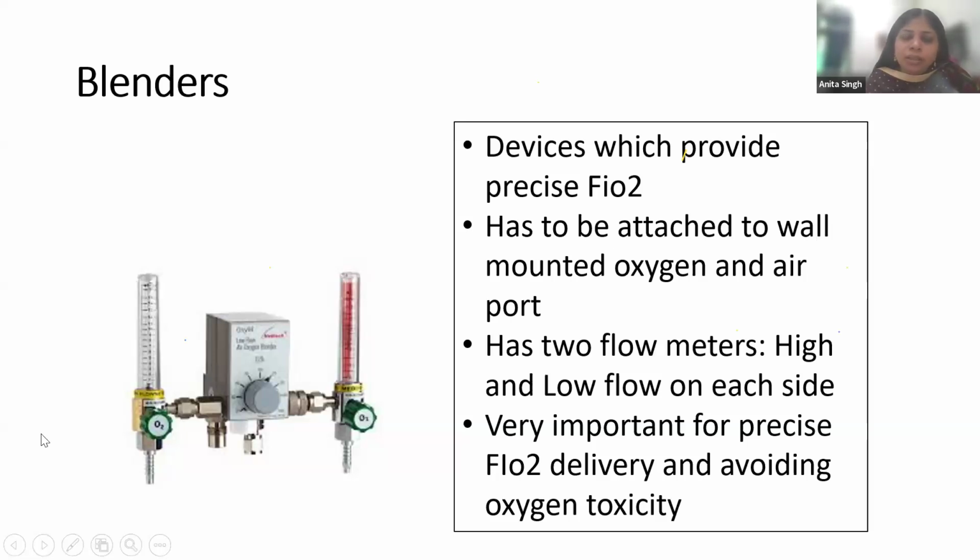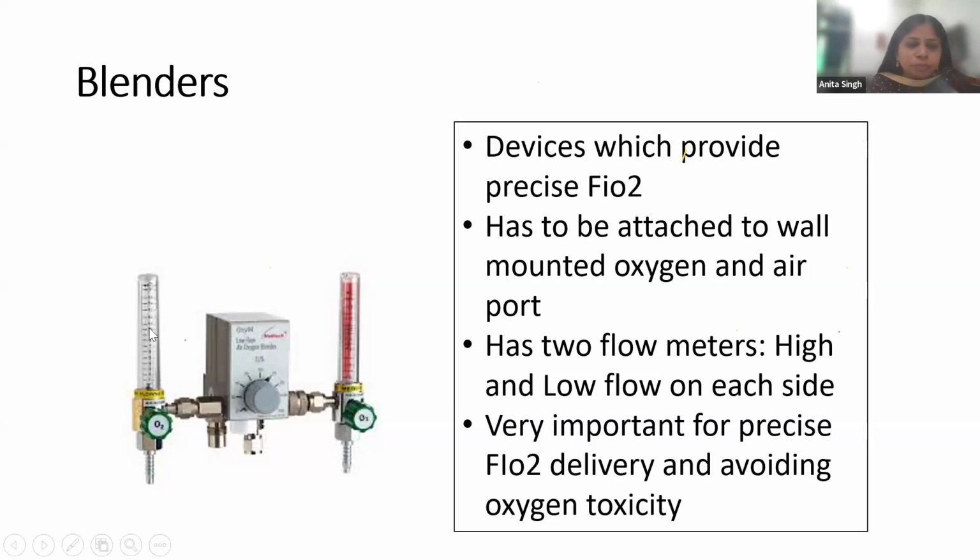This is the standalone blender. Otherwise, a blender is always there in CPAP machines, in HHFNC, and of course in ventilators. So you always have blenders inside the ventilator, inside the CPAP, and also in HHFNC. You can also have standalone blenders, which have this kind of setup. This device can be fixed to the wall or a stand, and you can see these two metallic tubes coming out. They are attached to the wall-mounted air and oxygen outlets of the gas supply system.